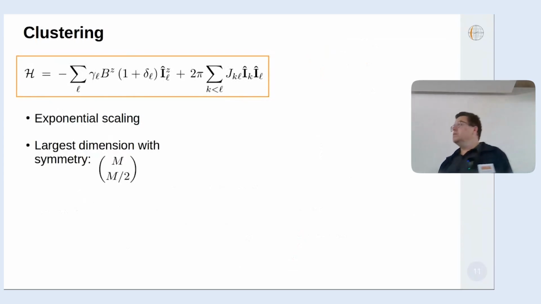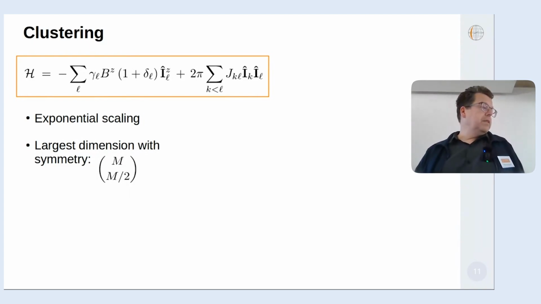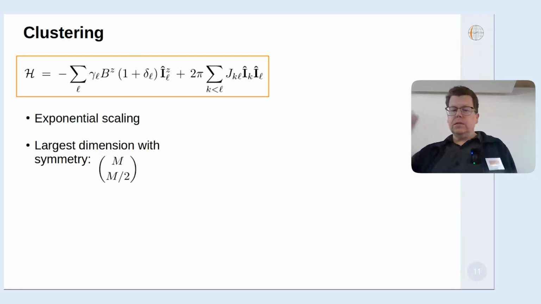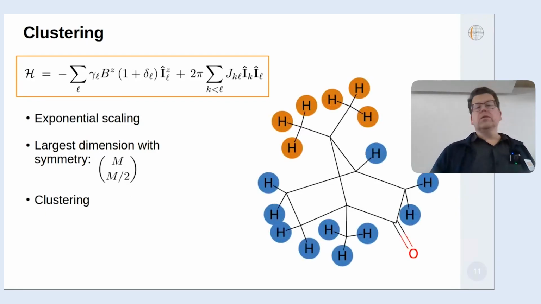Okay, so since we have spin conservation, the largest cluster we have to solve, if m is the number of spins, is m over m half, because we can have m half up particles and m half down particles. And this is exponentially scaling, so we have to cluster the Hamiltonian.